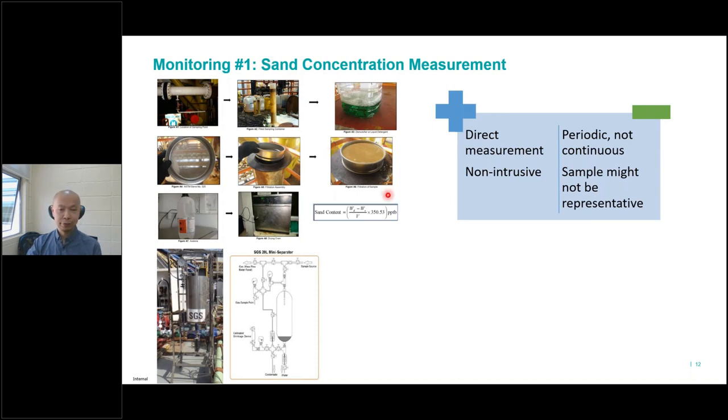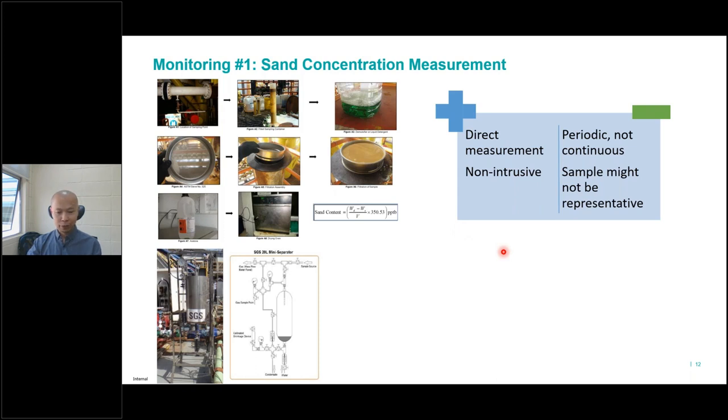It's non-intrusive. Okay. The drawback is we cannot do it continuously. It's periodic. For example, in the current practice, we do it once a month or once a week if necessary, depending on the severity of the sand production. But it will never be continuous.